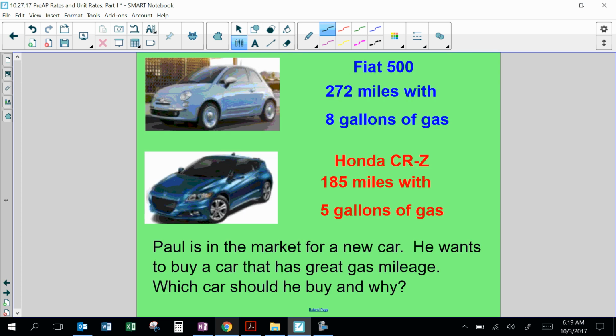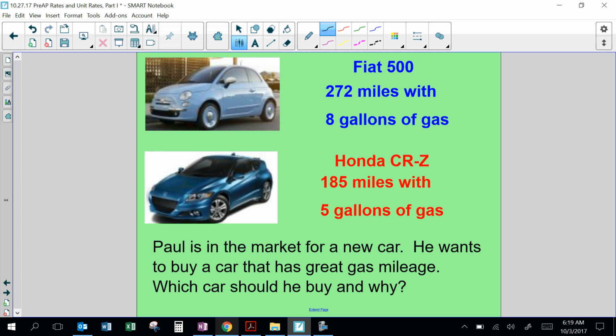So imagine you're in the market for a new car. You see a Fiat 500 that can do 272 miles with 8 gallons of gas. But there's a Honda CR-Z that can do 185 miles with 5 gallons of gas. Paul is in the market for a new car. He wants to buy a car that has great gas mileage. Which car should he buy and why?